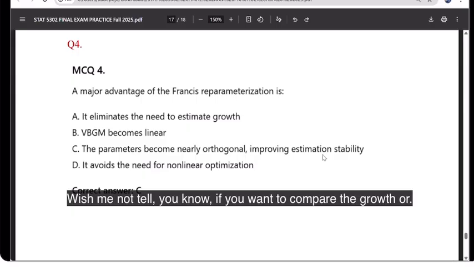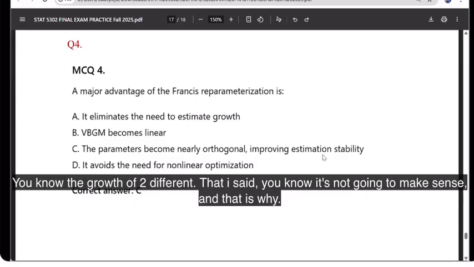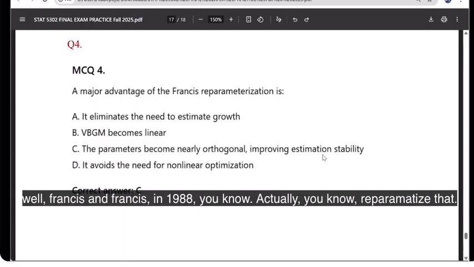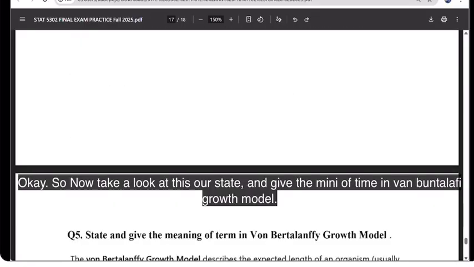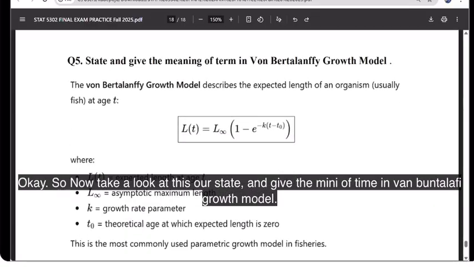Which means if you want to compare the growth of two different data sets, this is not going to make sense. And that is why Francis, in 1988, actually reparameterized that. Okay, so now take a look at this.